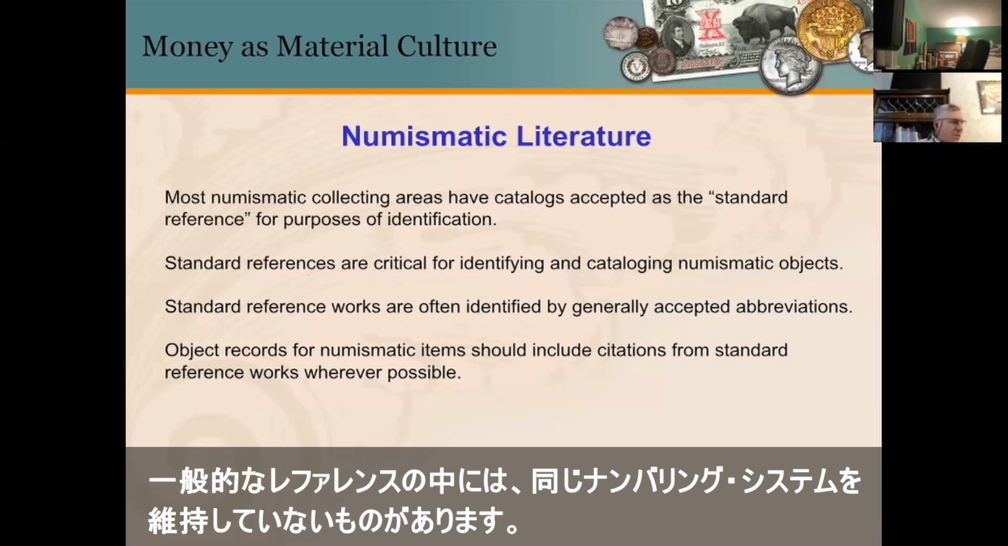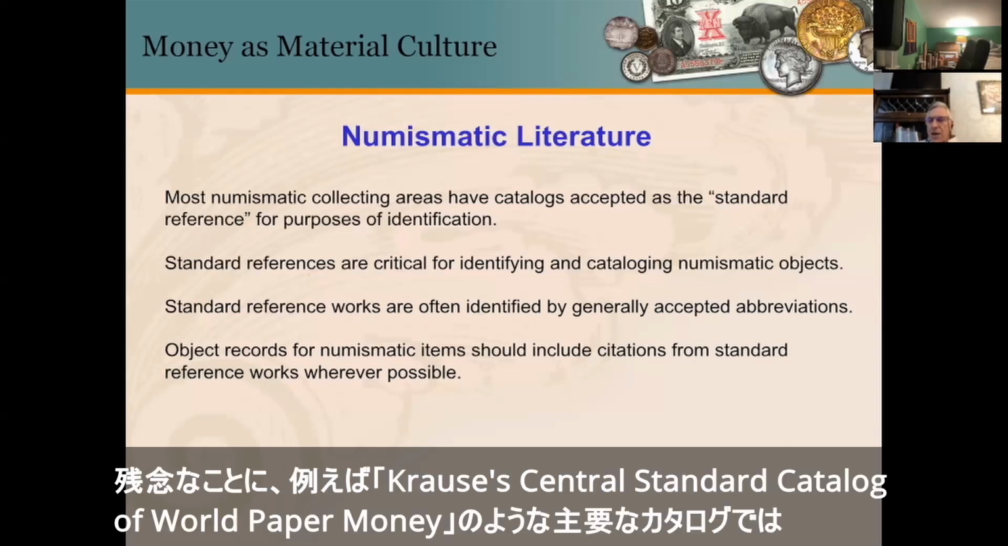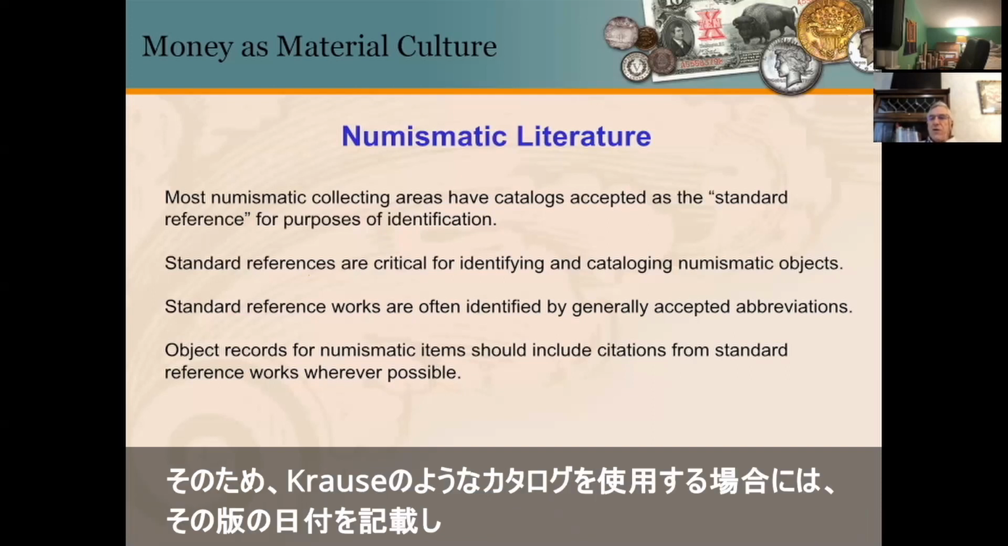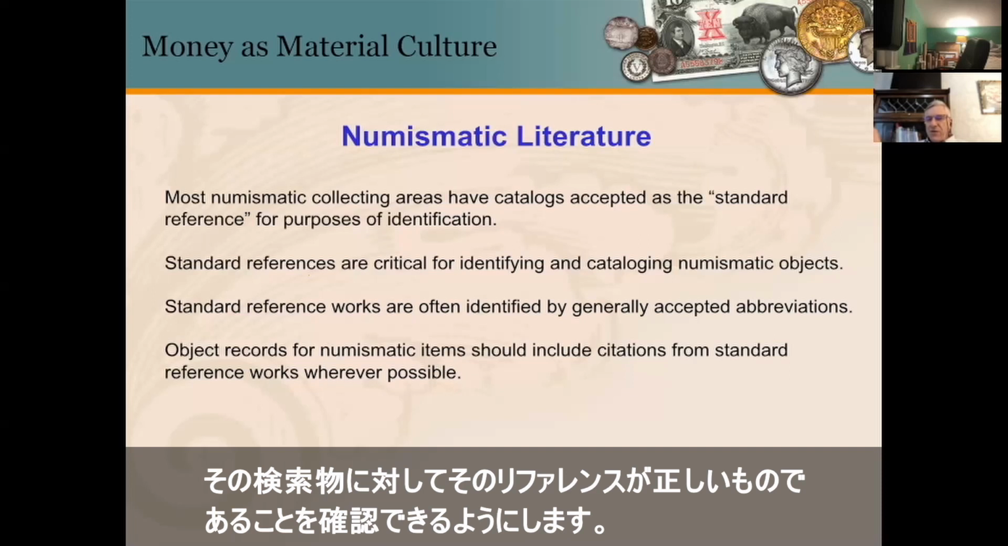This is relatively unusual, but unfortunately, some of the major catalogs, Krause's Essential Standard Catalog of World Paper Money, for example, occasionally introduces new entries into their catalogs, and instead of continuing the numbers, will change the numbering system to reflect where those notes should be, which causes confusion. So when we use a catalog such as the Krause, we'll put the date of the edition so that anybody using that reference can go to the same edition and be sure that the reference is the correct one for that object.